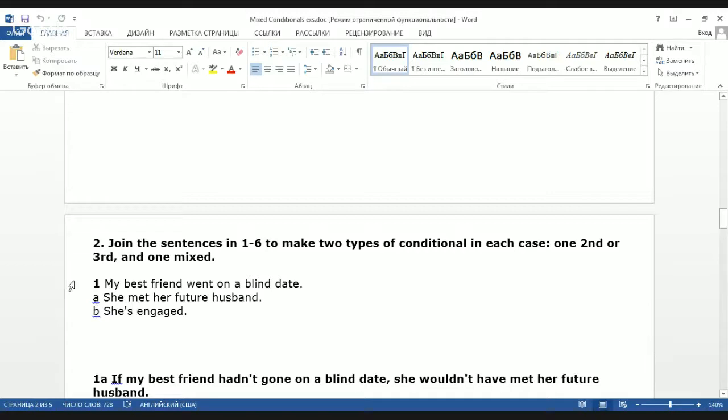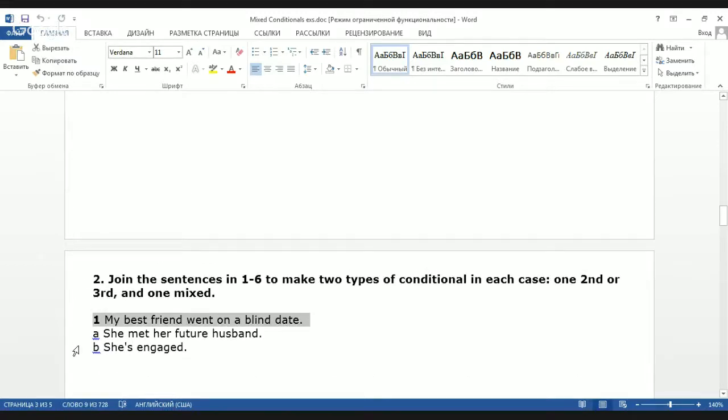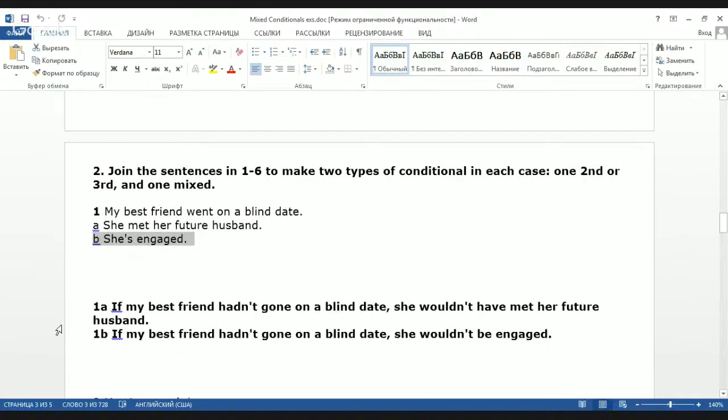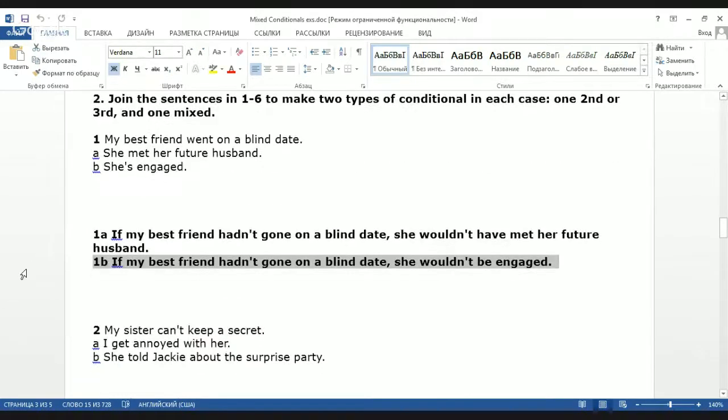But if we look at the situation, my best friend went on a blind date and now she's engaged. So we have here two mixed tenses and how to use them. If my best friend hadn't gone on a blind date, she wouldn't be engaged right now. I would like you to look at the next situation and think how to use them. Where is the situation that happened at the same time and where are different tenses? And if we have different times, how can we use mixed conditional? Remember, this is our real situation, how to make it unreal. Like my sister can't keep a secret, so if she could, and so on. You have a few seconds and then we will move on.